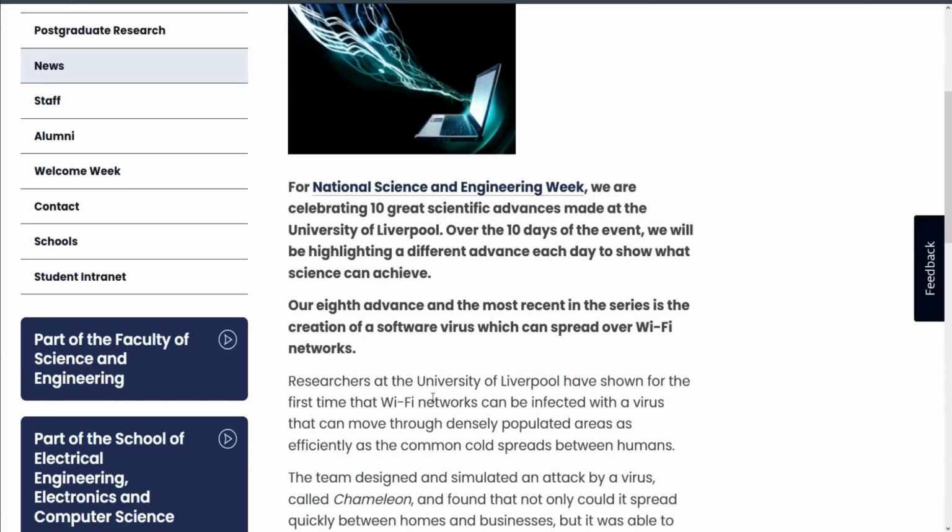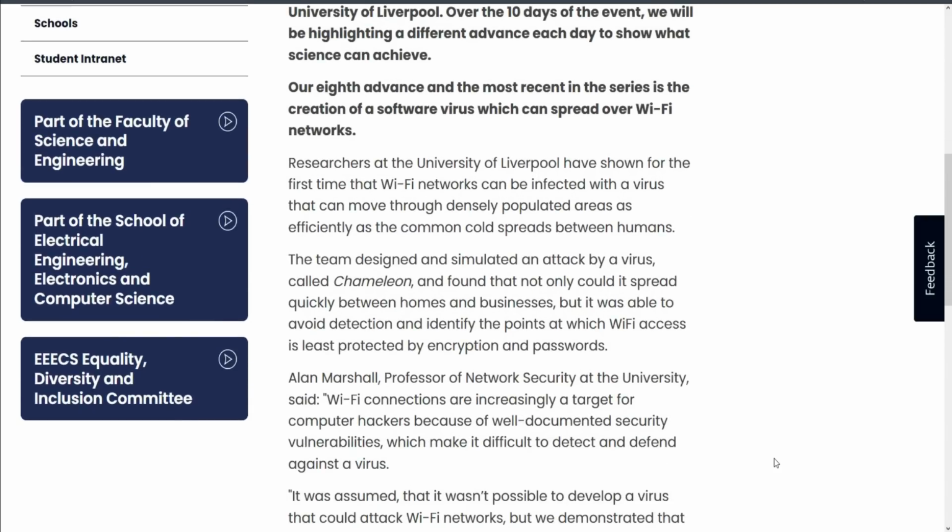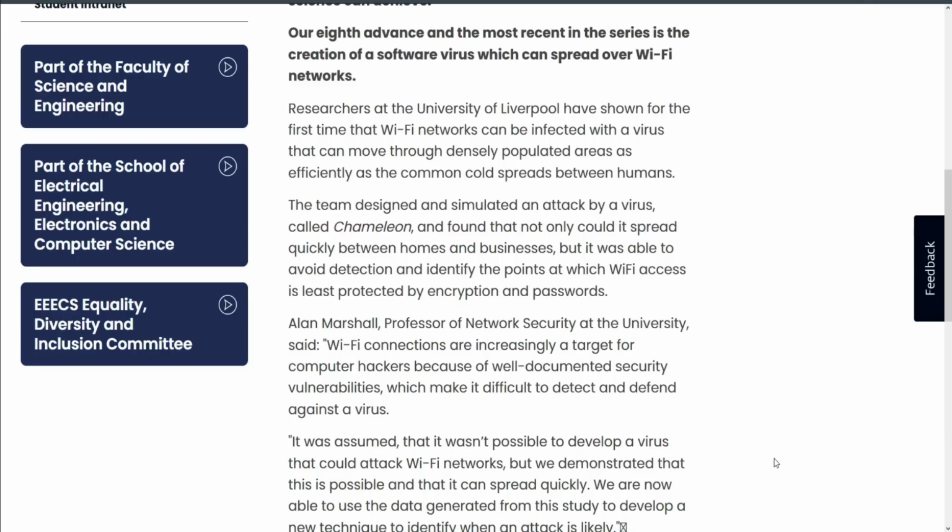Basically, researchers at the University of Liverpool have shown for the first time that Wi-Fi networks can be infected with a virus that can move through densely populated areas as efficiently as a common cold spreads between humans. The team designed and simulated an attack by a virus called Chameleon and found that not only could it spread quickly between homes and businesses, but it was also able to avoid detection and identify the points at which Wi-Fi access is least protected by encryption and passwords.